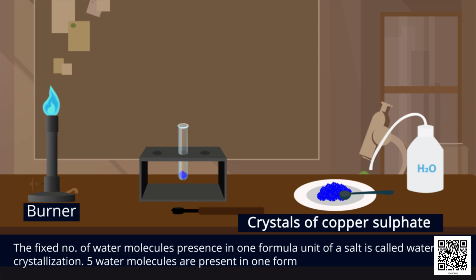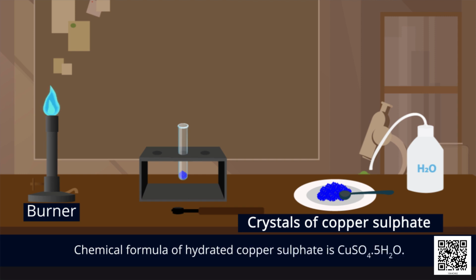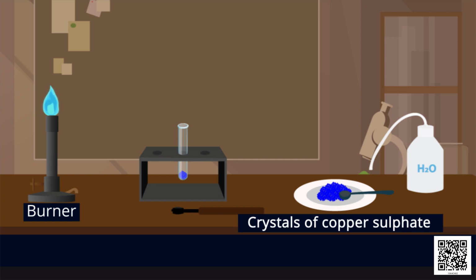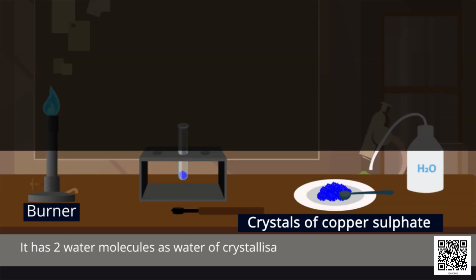5 water molecules are present in one formula unit of copper sulfate. The chemical formula of hydrated copper sulfate is CuSO4.5H2O, where 5H2O represents 5 molecules of water of crystallization. Gypsum is another salt which has water of crystallization attached to it. It has 2 water molecules as water of crystallization.